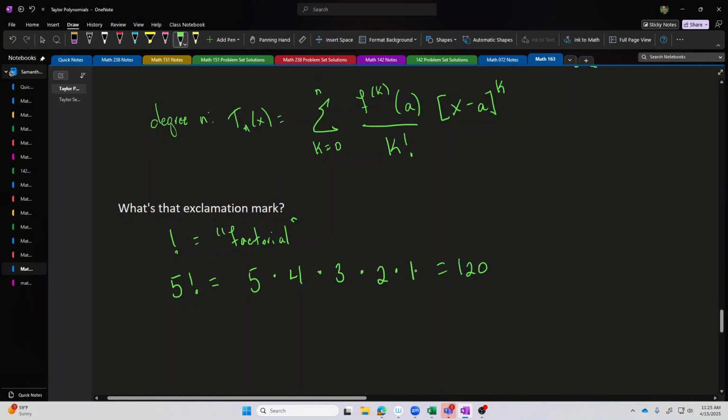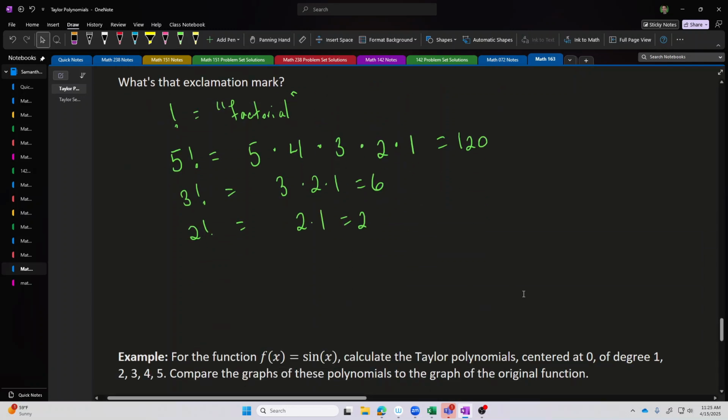If you want to calculate, for example, 3 factorial, that's 3 times 2 times 1, that's 6. 2 factorial would be 2 times 1, that's 2. 1 factorial is just 1. And then we just agree that 0 factorial is going to be 1 as well. And this is just convention, agreement.